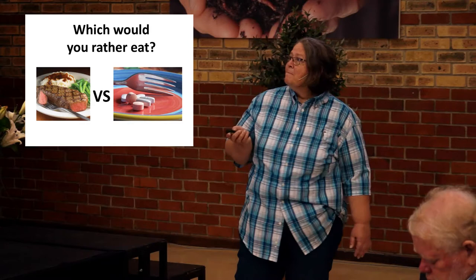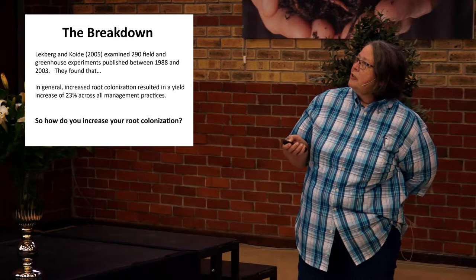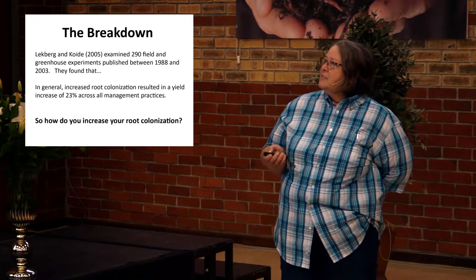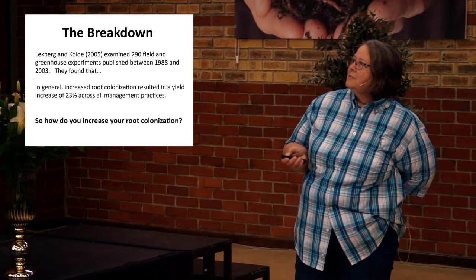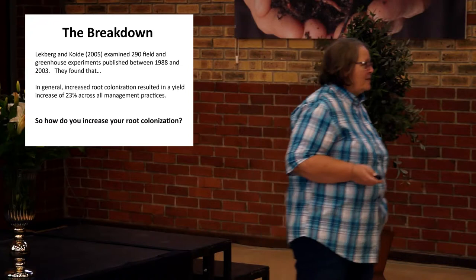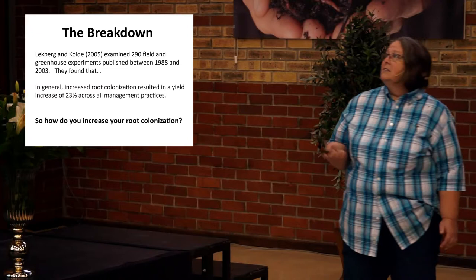So the breakdown in their study that I mentioned earlier with Leckford and Quady, they found that in general, increased root colonization resulted in yield increases of 23% across all management practices. Just reminding you. So that means the goal should be to increase your root colonization. If that's the winner in this contest, we should try and get higher root colonization. How do we do that? In their study, it was affected most by inoculation.